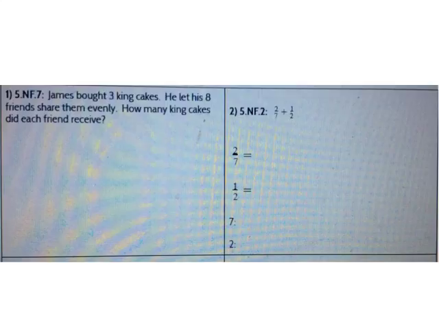Let's start with our do now. James bought 3 king cakes. He let his 8 friends share them evenly. How many king cakes did each friend receive?